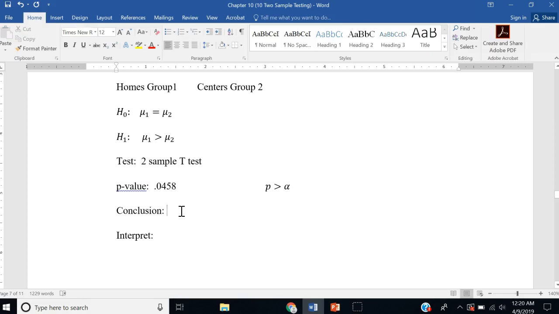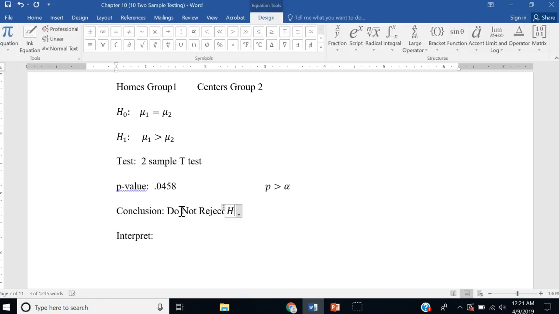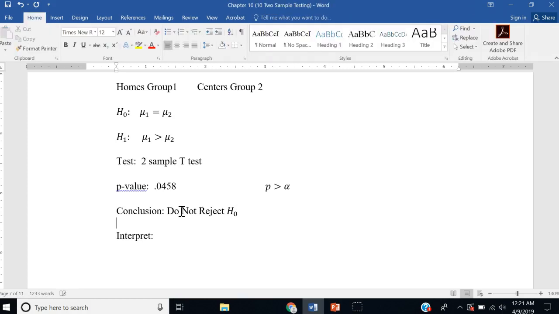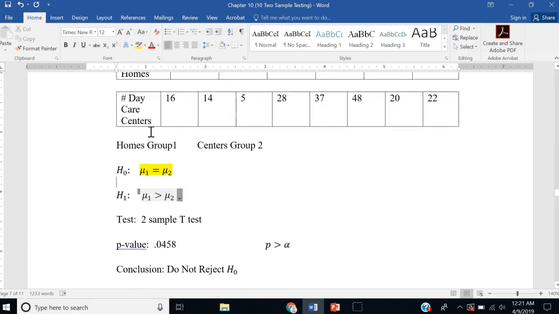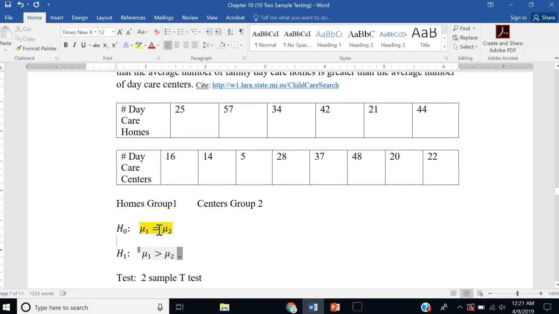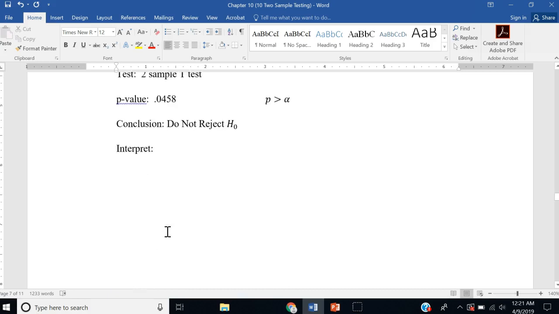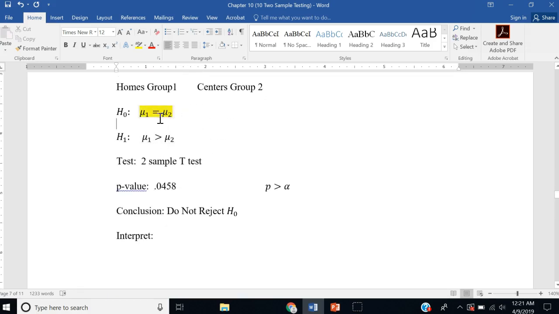So my conclusion is to not reject the null hypothesis, H0. Again, if you want to write out the words null hypothesis, that's fine. Okay, so do not reject the null hypothesis. If I don't reject the null hypothesis, let's highlight that. What am I saying? I'm saying that the average number of daycare homes is close to the average number of daycare centers. Remember that phrase, we don't want to use equal to, we want to use close to, just like we did in the last chapter.